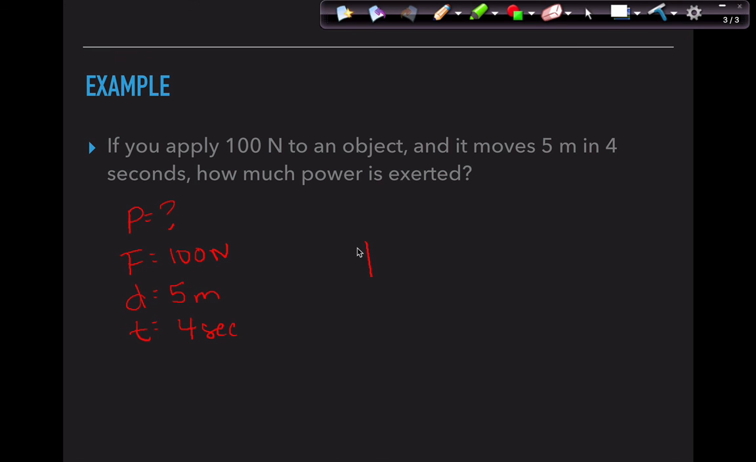So we're going to use that second equation of power equals force times distance over time. Power equals 100 times 5 over 4. So I'm going to go ahead and do the top part first. It is 500 over 4, and that gives us a power of 125 watts. So it's just combining the two equations, the first one and the second one, to get this third equation.